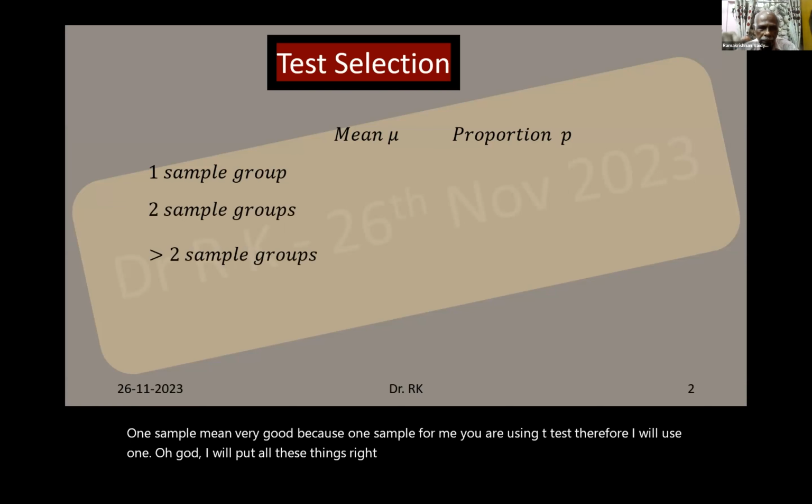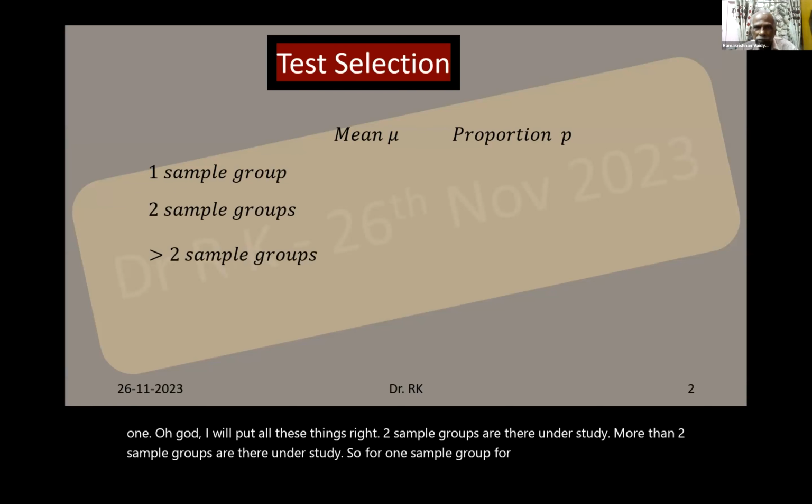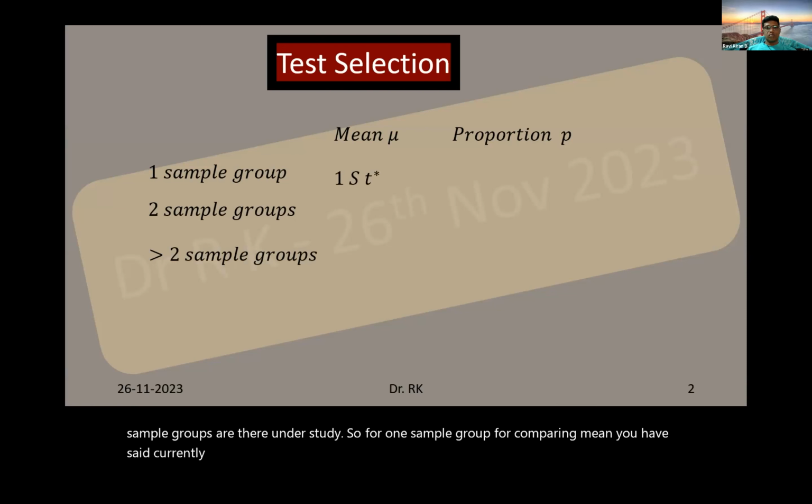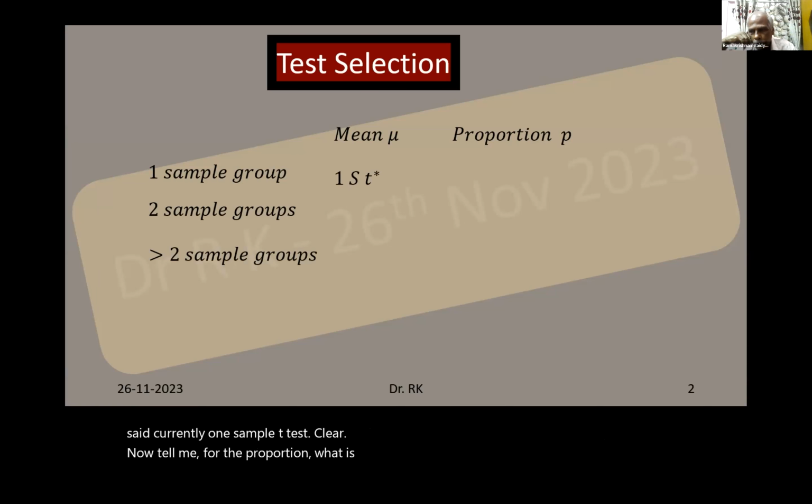Right? 2 sample groups are there under study. More than 2 sample groups are there under study. So for one sample group, for comparing mean, you have said correctly, one sample t-test. Clear? Now tell me for the proportion, what is the test you will use?